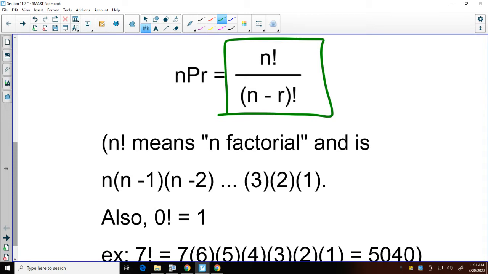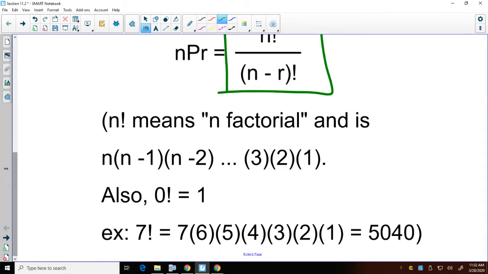Okay, so let's talk about the exclamation mark. It means factorial. N exclamation mark means N factorial. And it just means that you're going to start at the number given, and multiply all the way down to the number 1. So you take N, take that number minus 1, take that number minus 2, keep multiplying all the way down to the end. Please know that 0 factorial is always equal to 1.